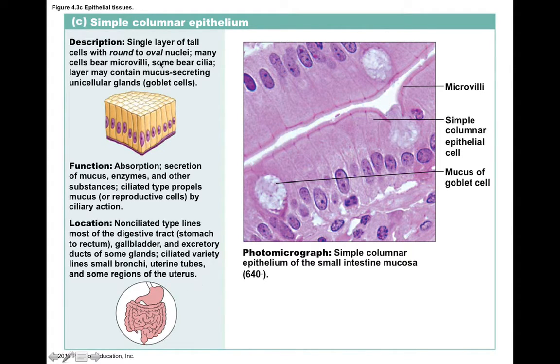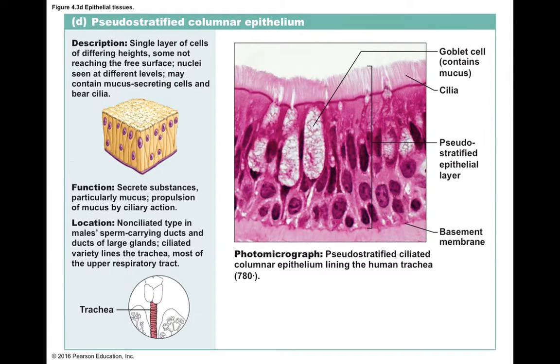So this is simple columnar epithelium. Remember, it's really good at absorption and secretion, but it's also more protective than the other simple epithelia, like simple cuboidal and simple squamous. So this one here is an atypical epithelium, and the reason why we say atypical is it doesn't really fit our classic definition of how to classify epithelia based on the shape and number of layers.